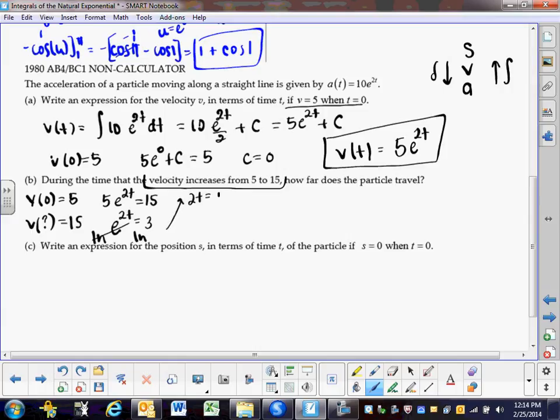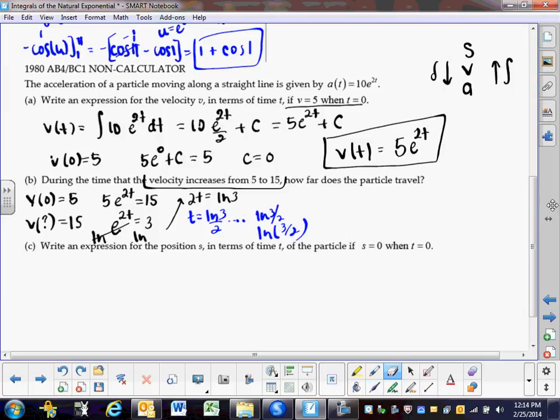So I'm going to set the velocity function I found above equal to 15, which means e to the 2t has to equal 3. So if I natural log both sides to get rid of e, 2t equals the natural log of 3.